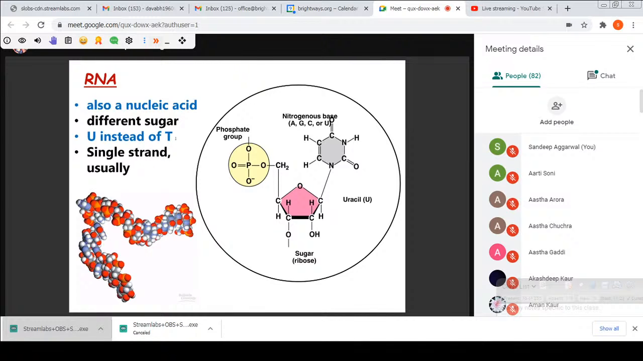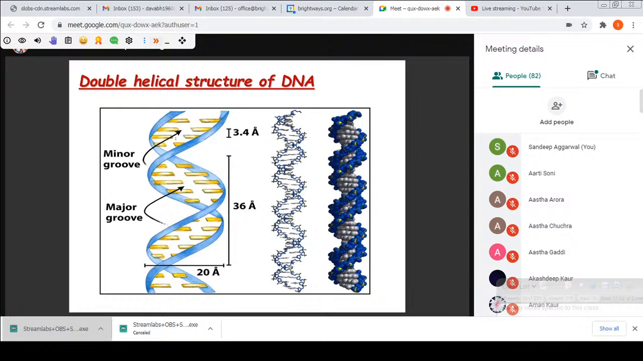Otherwise, they're quite similar. In DNA, we all know DNA has a double helical structure, and there are minor grooves and major grooves, and these form a double helix structure in which two strands of DNA are joined together by hydrogen bonding between different base pairs. What I'm trying to explain to you is, because I'm now coming to some of the vaccines being used for coronavirus, they are actually based on these biomolecules.